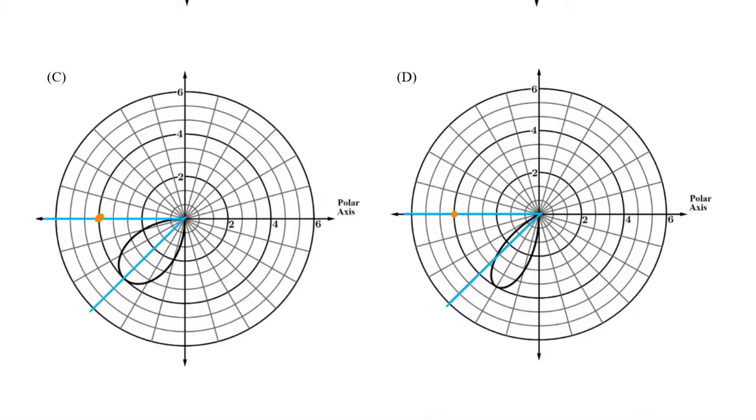On the other hand, at pi radians on options C and D, an r value of 4 does not fall on the graph at all. So options C and D are out.